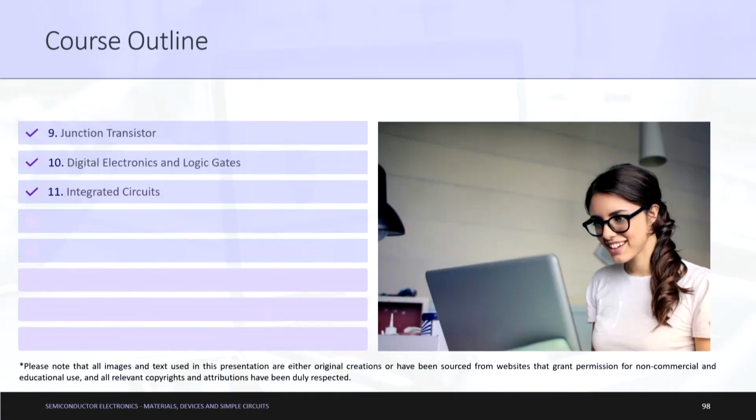I am Sameer Lavankar, let us begin our discussion. Currently we are on the 9th topic, that is junction transistor. Let us move forward and understand what is being explained here in junction transistor as an amplifier.